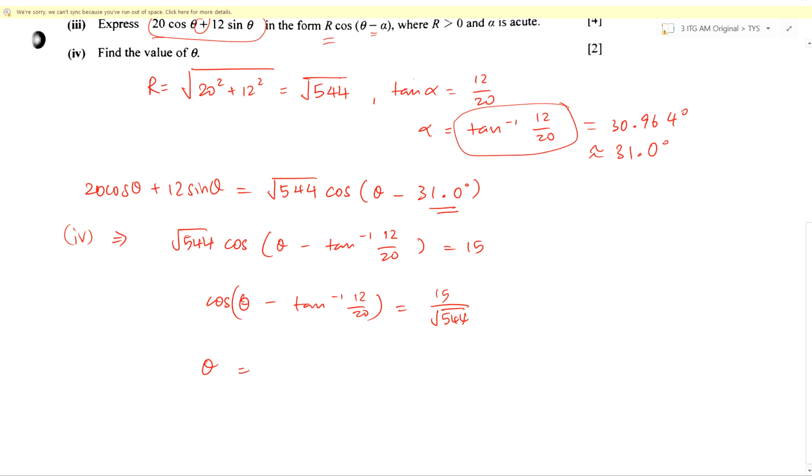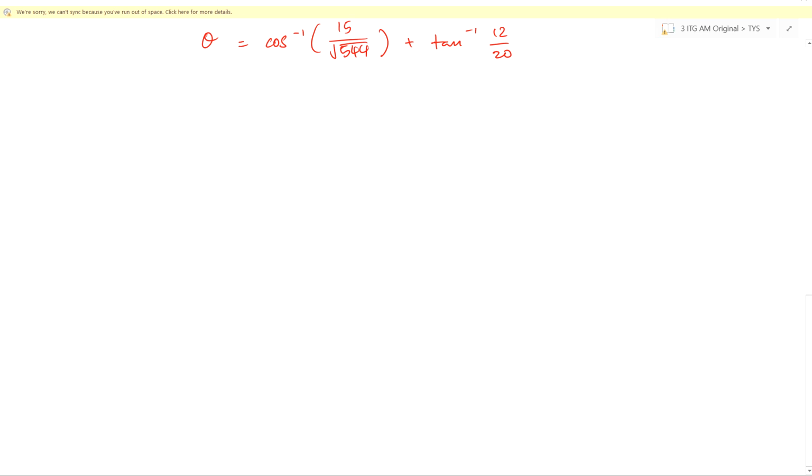So cosine inverse, we will end up with theta minus tangent inverse. So let's combine a few steps. Cosine inverse of 15 over root 544. Then we're going to be adding tangent inverse 12 over 20. So the result is 80.939 degrees, which rounded off is 80.9.